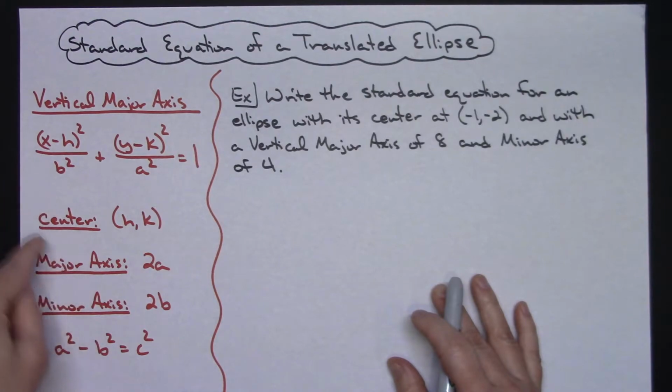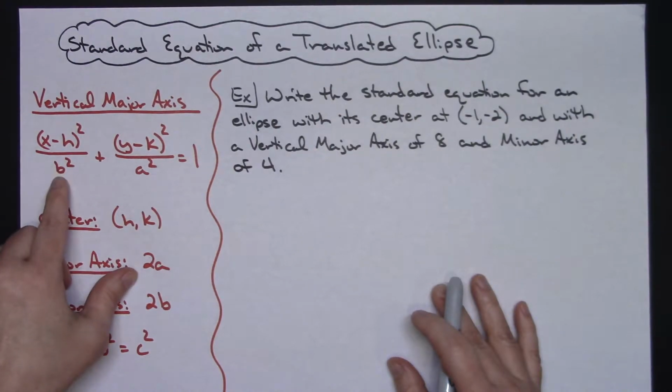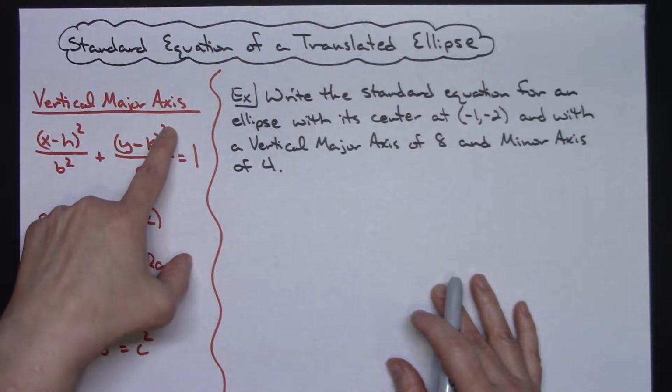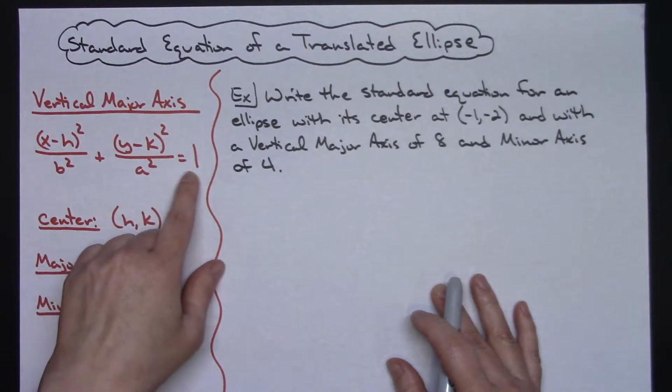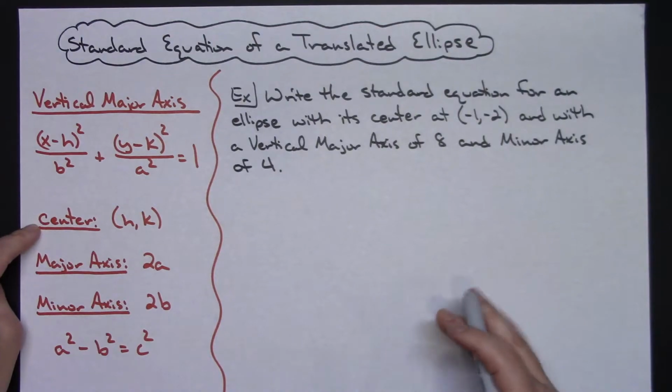Moved away from the center with a center of (h, k), a vertical major axis would be (x minus h) quantity squared over b squared plus (y minus k) squared over a squared equals 1. So there's our basic equation that we're going to use. Our center will be at (h, k).